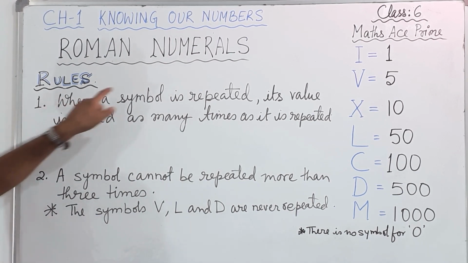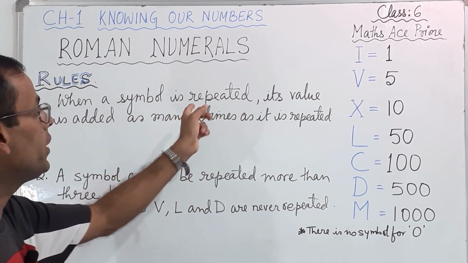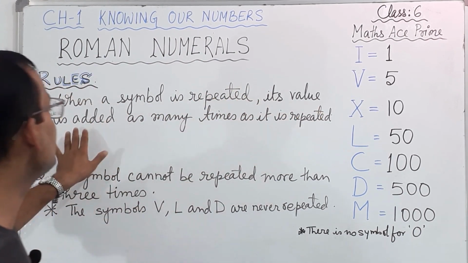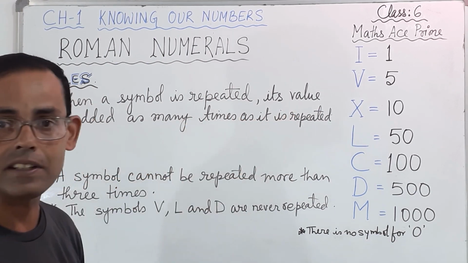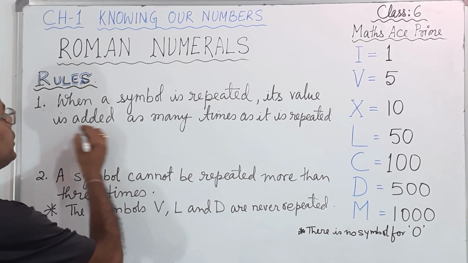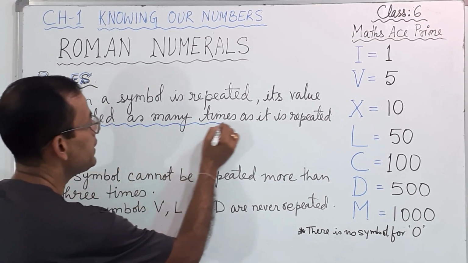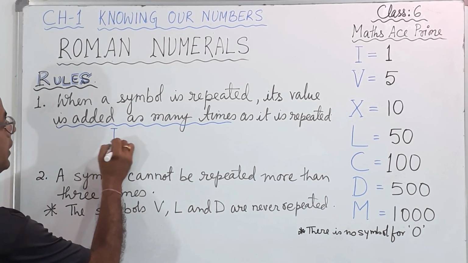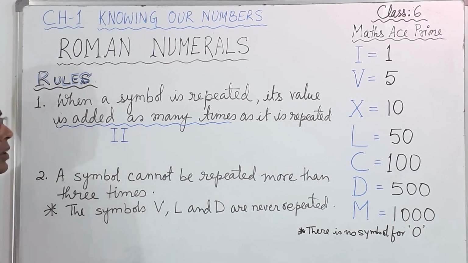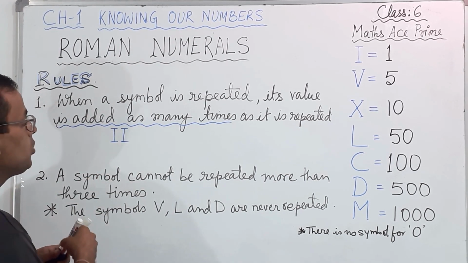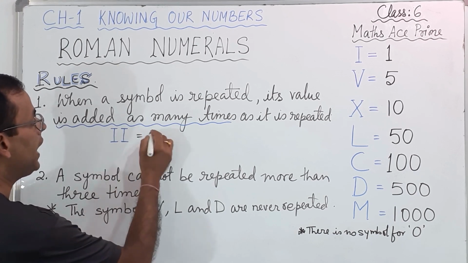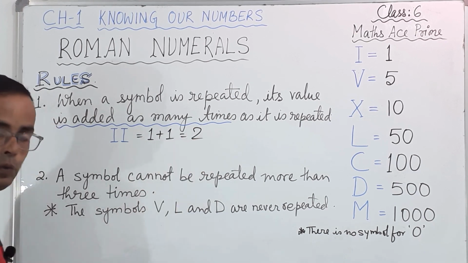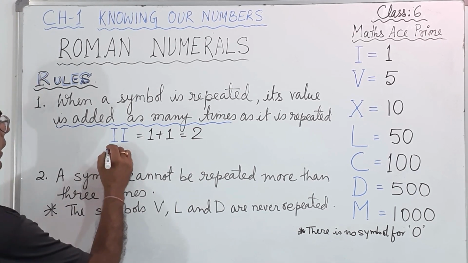Rule number 1: when a symbol is repeated, any symbol, 2 times, 3 times, whatever times, its value is added as many times as it is repeated. That means if I write I 2 times, one I means 1, another I means again 1. So 1 plus 1, how much? 2.